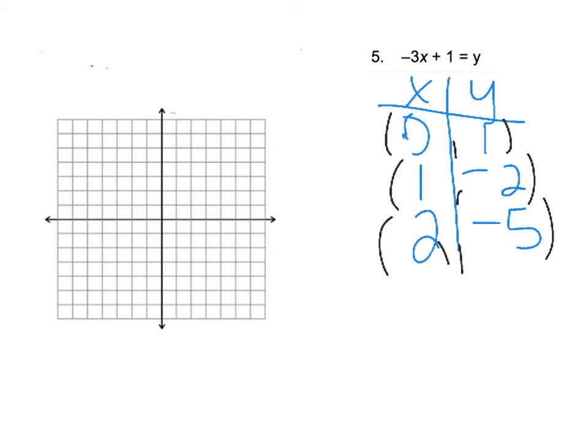So I've got 0, 1, 1, -2, and 2, -5. And then I'm going to just draw my line through those. Don't forget your arrows on the end. This line goes on forever. But there you go. Easy as that. When it's solved for y, just make your table.